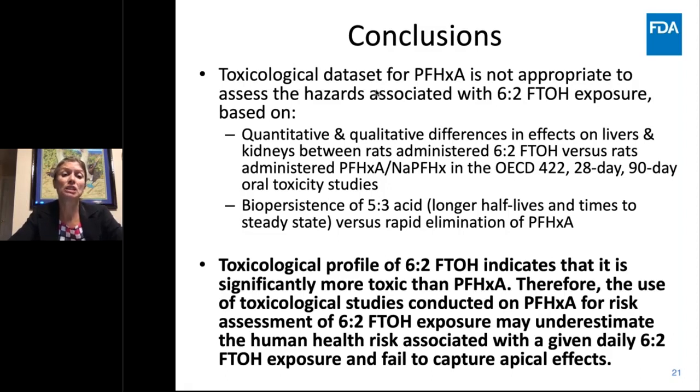And the second conclusion is that the toxicological profile of 6:2 fluorotelomer indicates that it is significantly more toxic than perfluorohexanoate, and that the use of toxicological studies conducted on perfluorohexanoate for risk assessment of the fluorotelomer exposure may underestimate the human health risk associated with a given daily 6:2 fluorotelomer exposure and fail to capture apical effects.